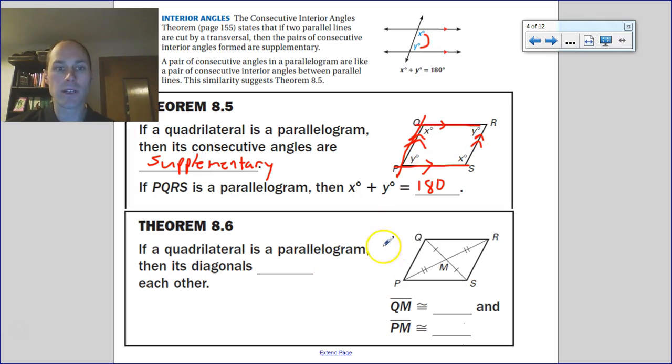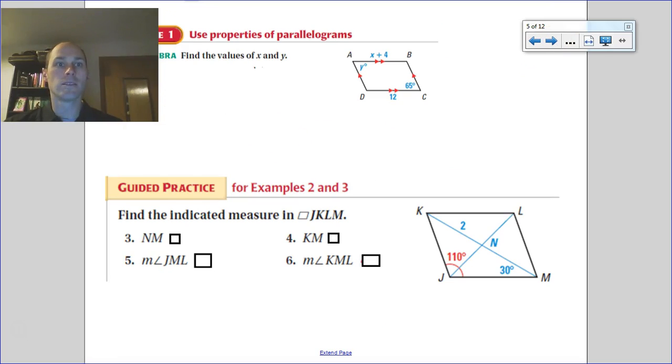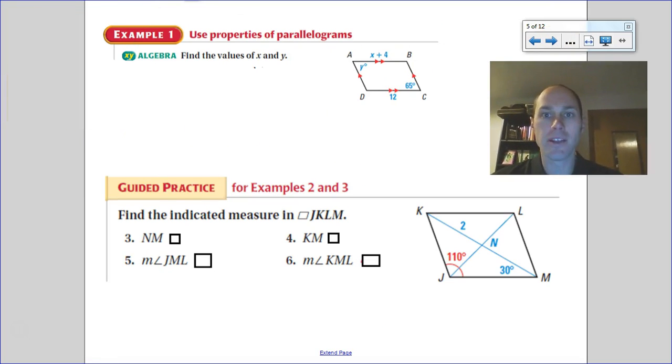The other thing that we mentioned was the diagonals bisect each other. And when we talk about bisectors, we know that it splits them in half. So here, point M is the midpoint of line QS. It's also the midpoint of PR. So QM would be congruent to MS, and PM would be congruent to MR. So those are properties of parallelograms that we can apply and use to help us solve problems when we know that we have a parallelogram.